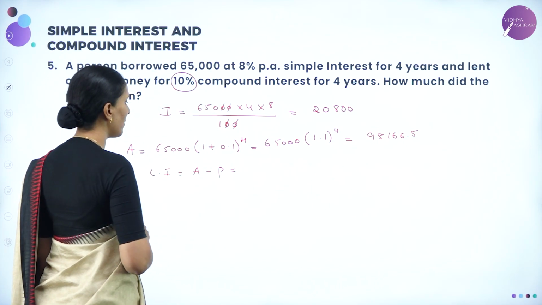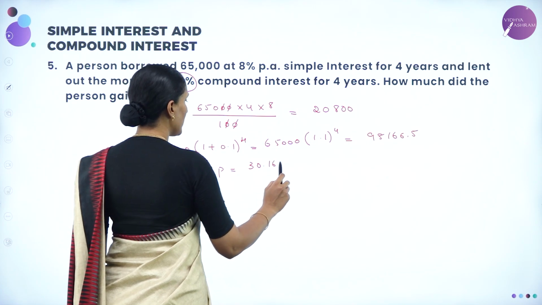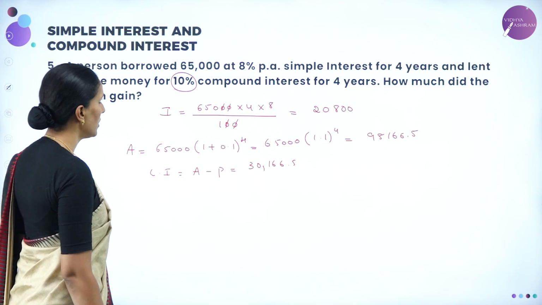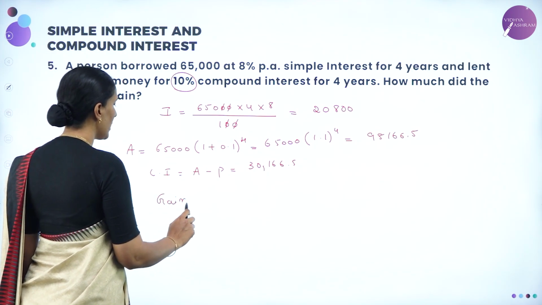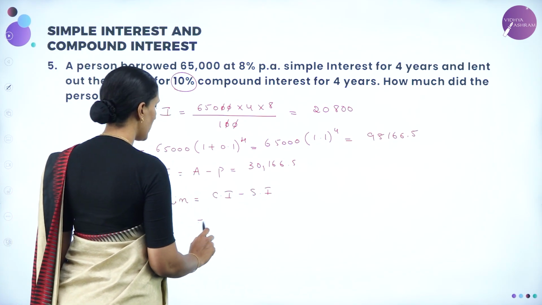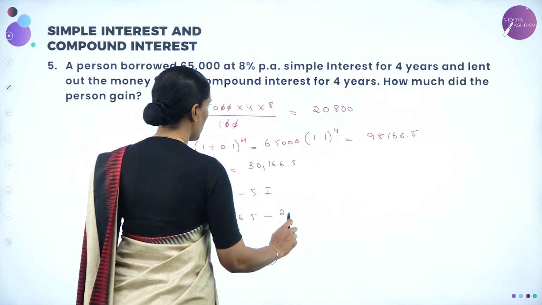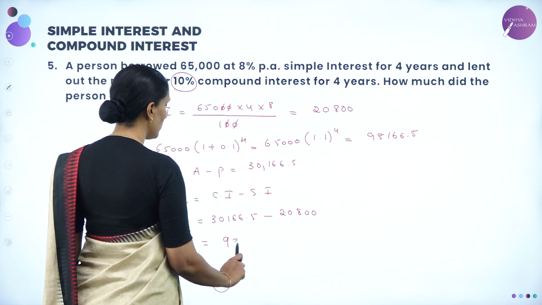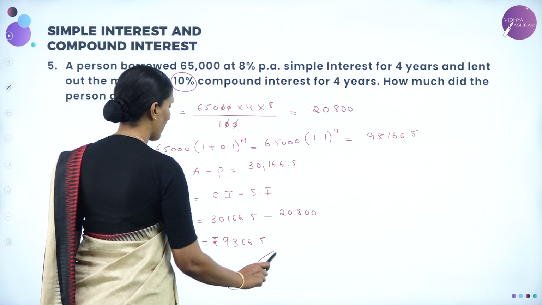95,166.5 minus 65,000, that is equal to 30,166.5. So now to find the actual gain, which is compound interest minus simple interest, which is equal to 30,166.5 minus 20,800, which is equal to 9,366.5 in terms of rupees.